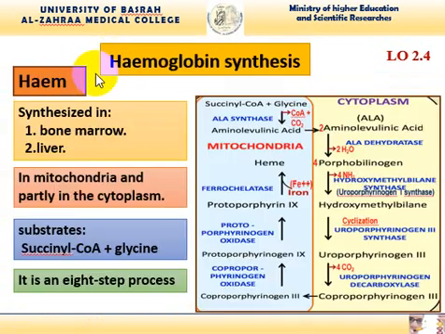Regarding heme synthesis, heme is synthesized in the bone marrow and in the liver. The site of the synthesis is in the mitochondria and partly in the cytoplasm. The substrates for heme synthesis are succinyl-CoA plus glycine, and the pathway for heme synthesis consists of 8 steps.